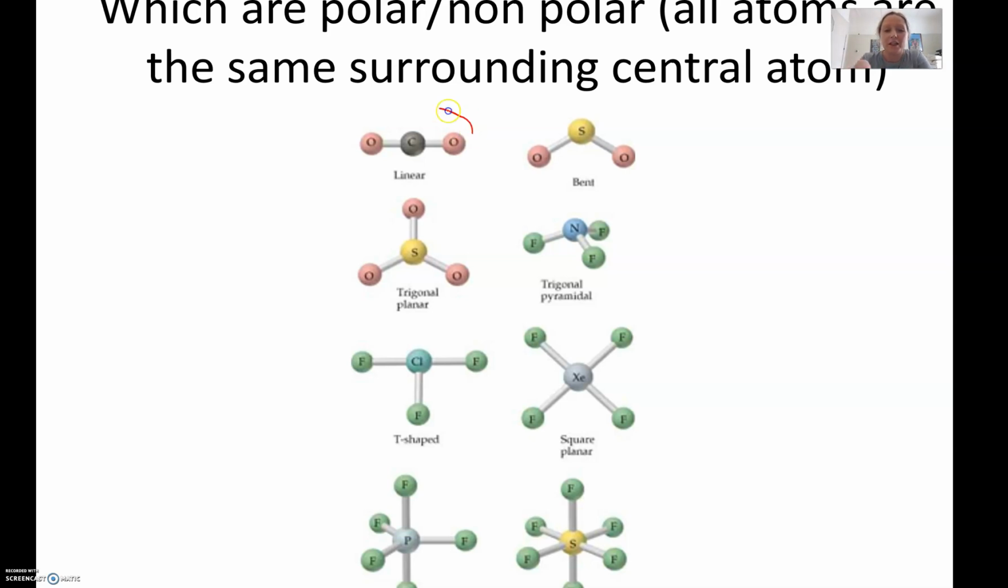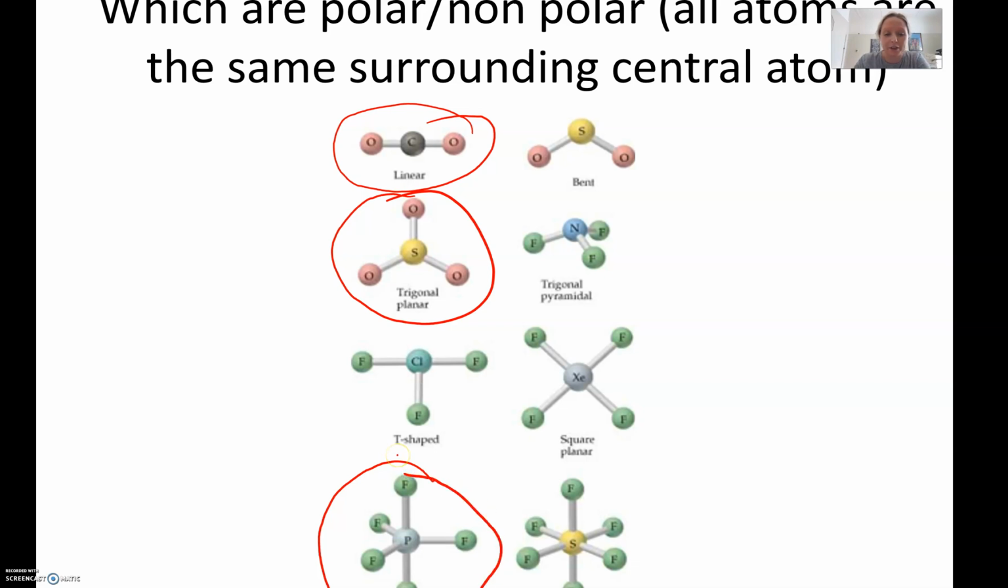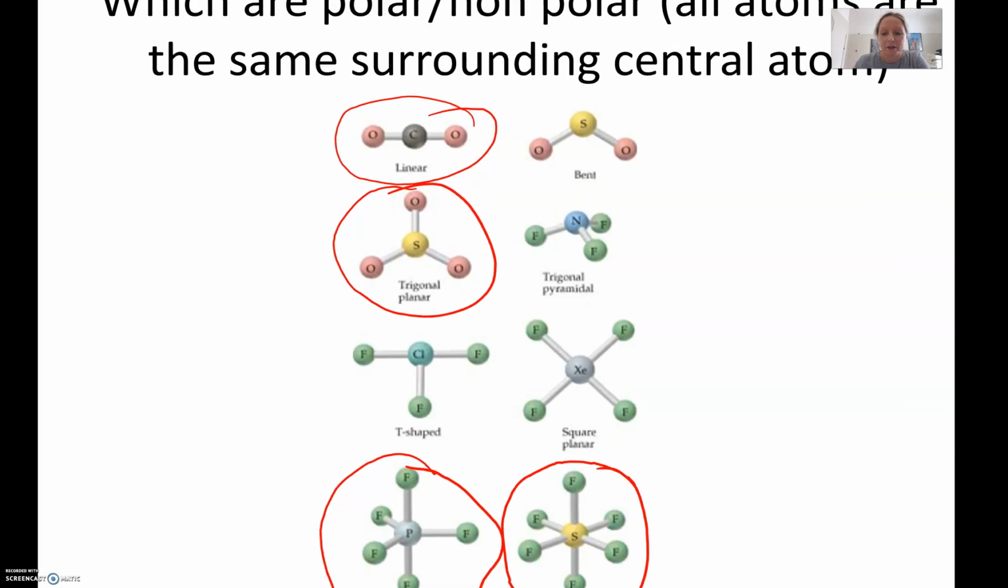So linear is one of our parent geometries, so it is symmetrical and it'll be non-polar. Trigonal planar is a parent geometry, so it's symmetrical, it'll be non-polar. Trigonal bipyramid down here, I think the bottom's a little bit cut off, I apologize, a little bit of the F. So trigonal bipyramid, that's symmetrical and it'll be non-polar. And octahedral down the bottom here is symmetrical and therefore it will also be non-polar. I'm just going to try and drag that bigger, but it's not going to let me. Anything that is a parent geometry is classed as being symmetrical.